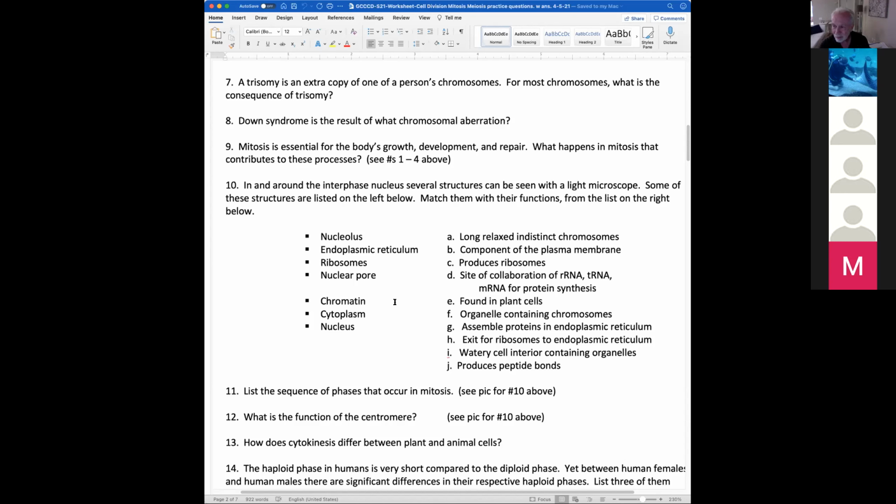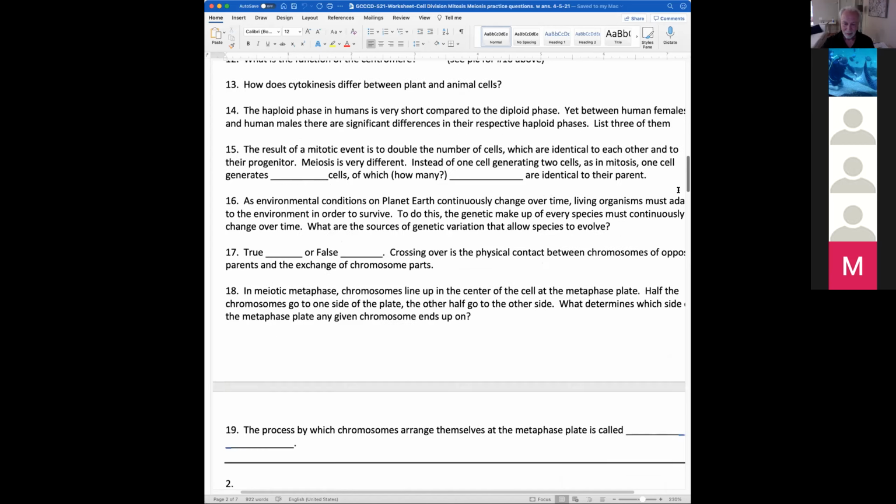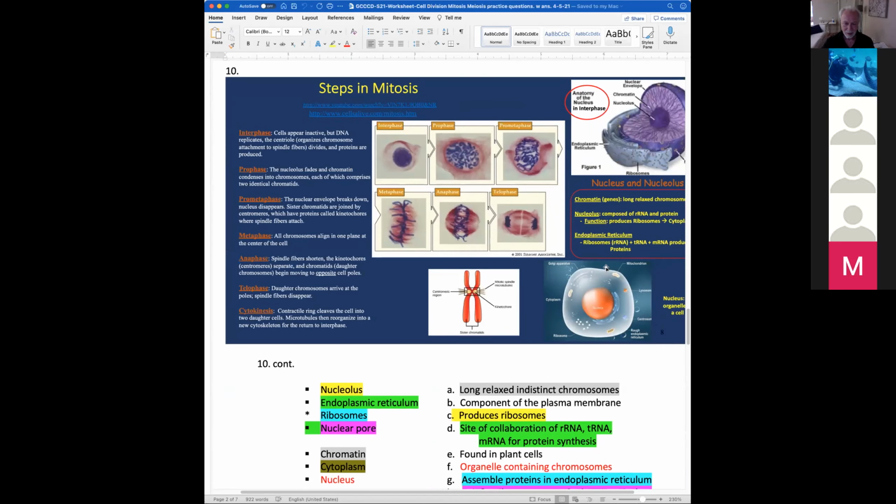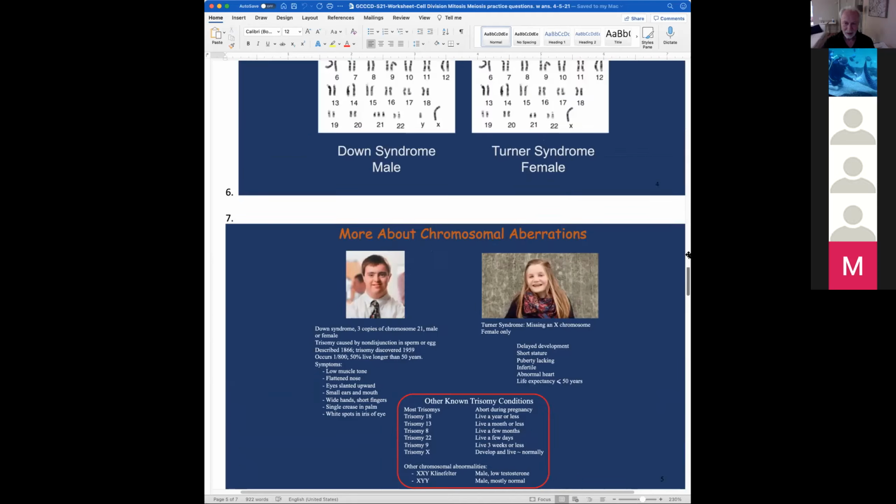Cytoplasm. From the list, isn't that I? The watery cell interior containing organelles. Yeah, that's what it is. If we look at this picture down here, which emphasizes the nucleus, the cytoplasm is also on display there. So you can see the cytoplasm contains all of the organelles that are found in a cell.